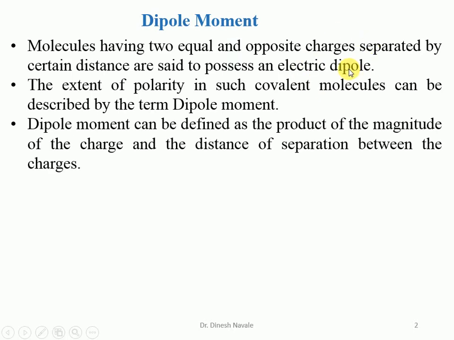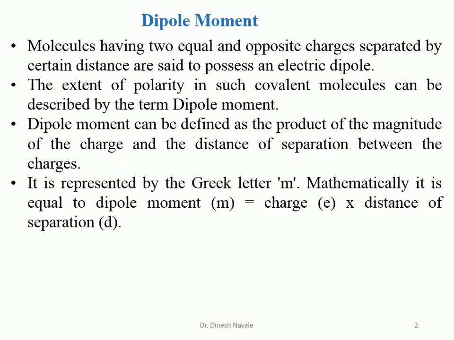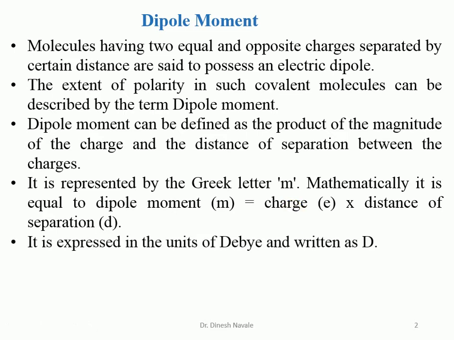So dipole moment can be defined as the product of the magnitude of the charge and the distance of separation between the charges. It is represented by the Greek letter mu. Mathematically, the dipole moment is equal to charge multiplied by the distance of separation. It is expressed in the unit debye, written as D.